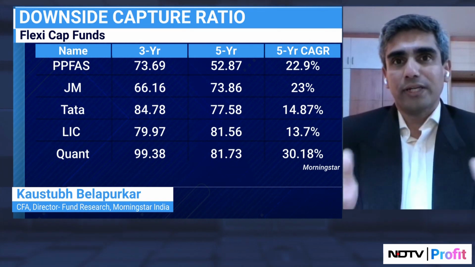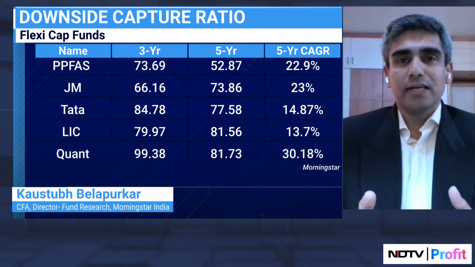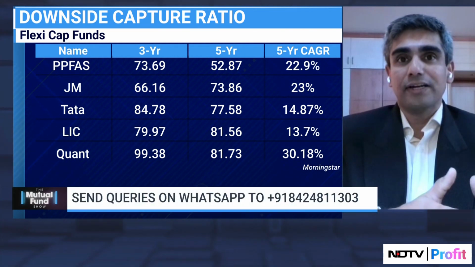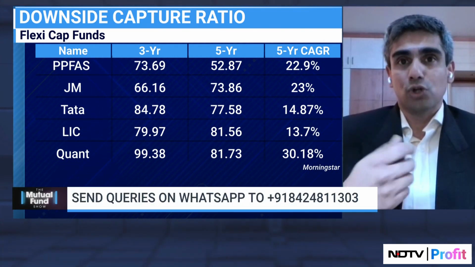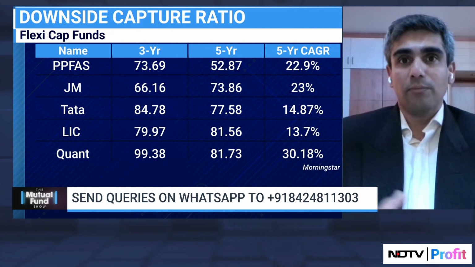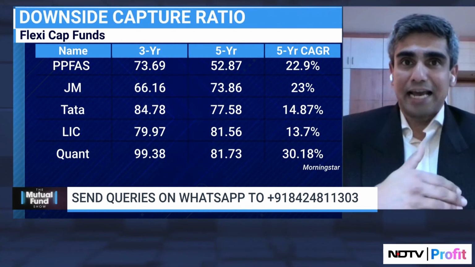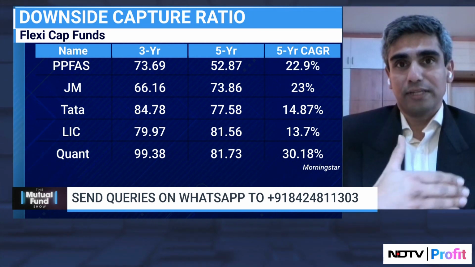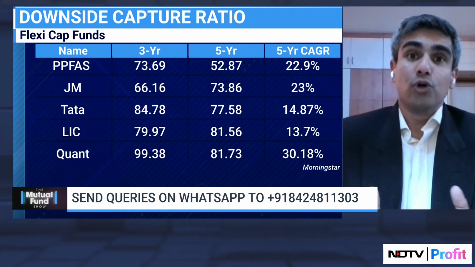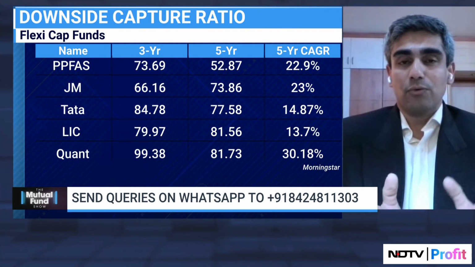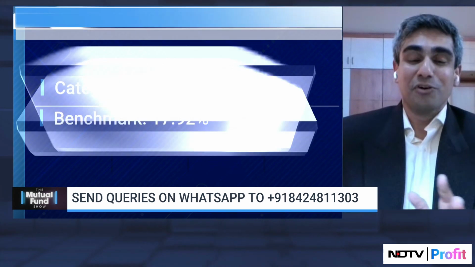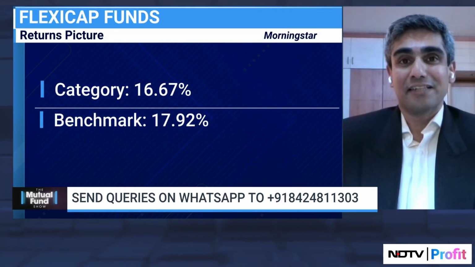But when we looked at the underlying attribution of returns, while obviously the US holdings have contributed quite significantly, it's also been the domestic stock picking that's been pretty brilliant from the Parag Parikh team, which has actually added to the significant alpha this fund has generated over the entire time period. So I think it's a good mix of both. I wouldn't credit only the US exposure. I think it's a good mix of both domestic and international stock picking.